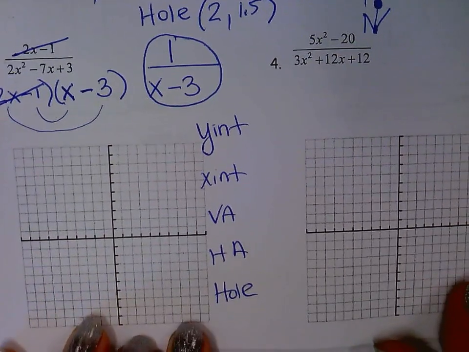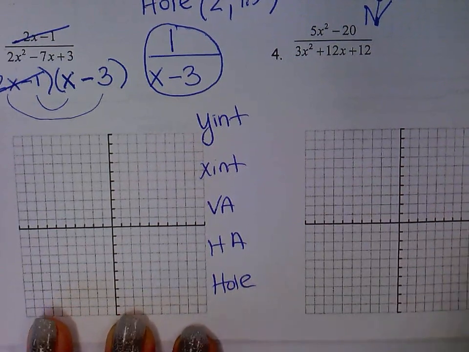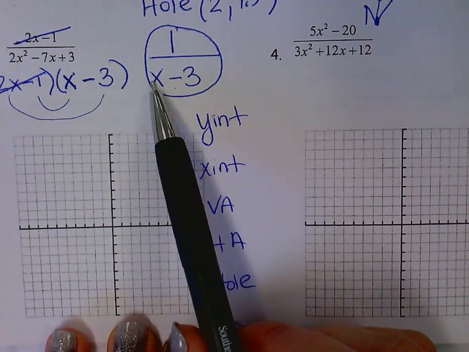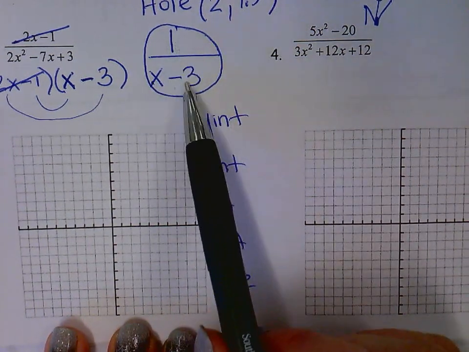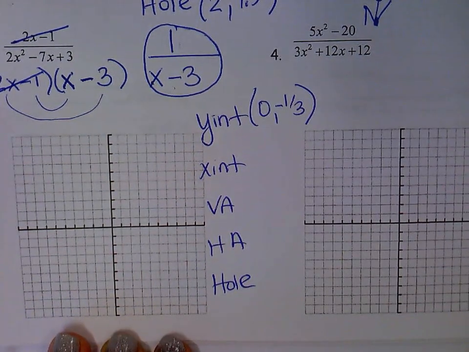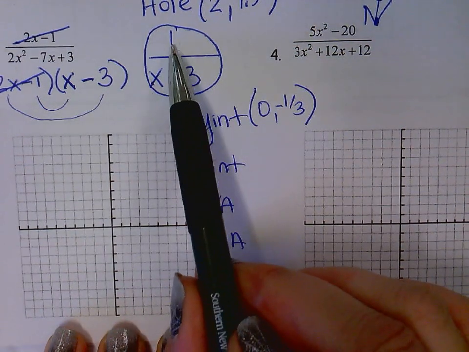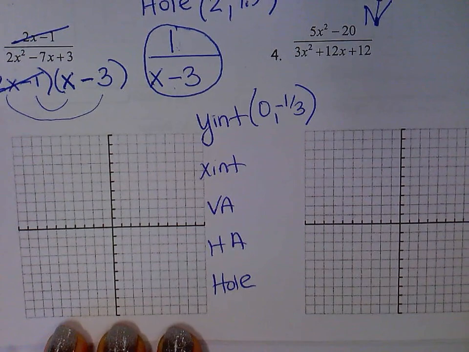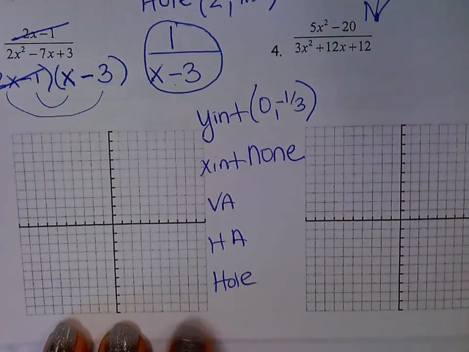If I plug in 0, what do I get? Plug in 0 for x. What's my y-intercept? Negative 1/3. Are you with me? 0, negative 1/3. Step 2, look at your numerator. What is your x-intercept going to be? Can I ever make my numerator 0? No. So if there's no x up in the numerator, there can be no x-intercept.